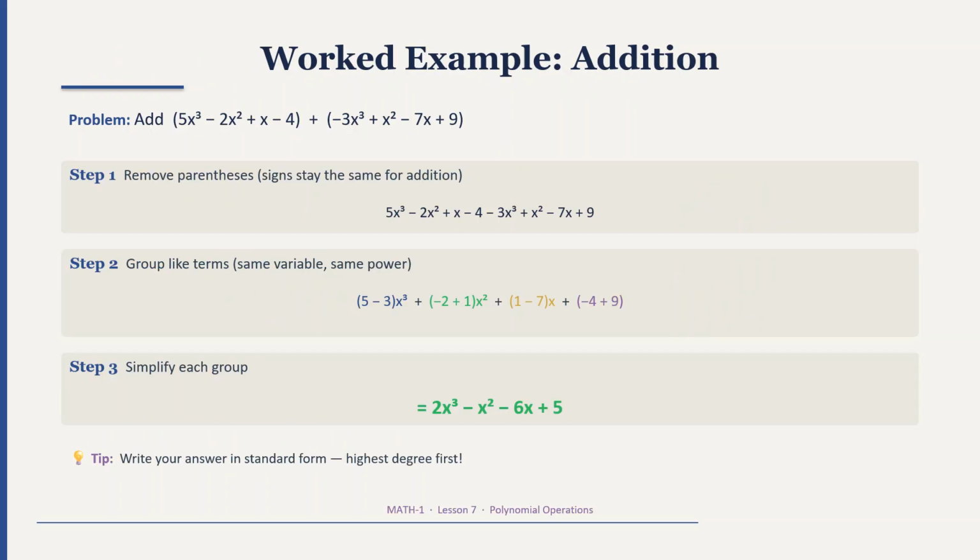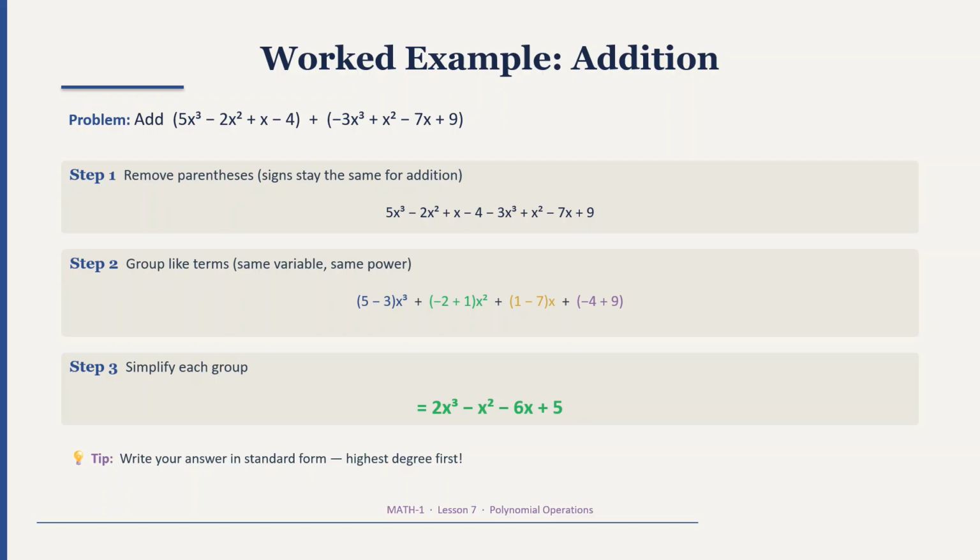Let us walk through a complete addition example. We need to add 5x cubed minus 2x squared plus x minus 4 and negative 3x cubed plus x squared minus 7x plus 9. Step 1 is to identify the like terms. Group the x cubed terms together, then the x squared terms, then the x terms, then the constants.